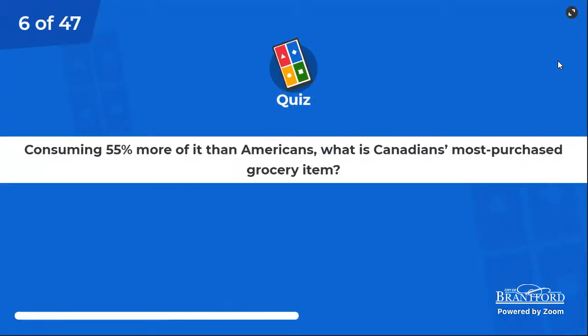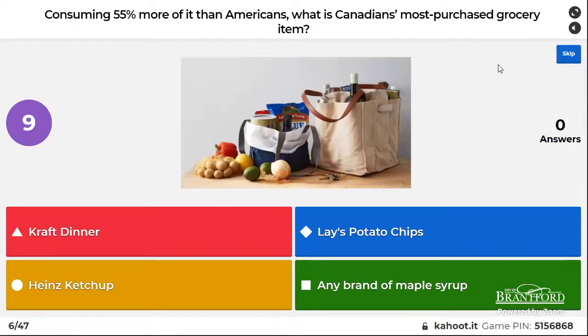Consuming 55% more of it than Americans, what is Canadians' most purchased grocery item? Is it Kraft Dinner, Lay's potato chips, Heinz ketchup, or any brand of maple syrup?